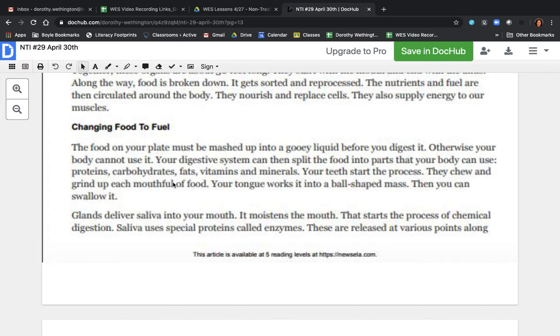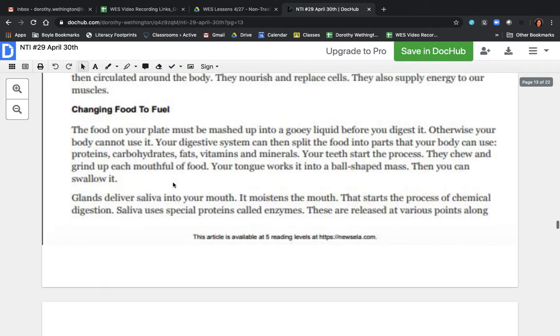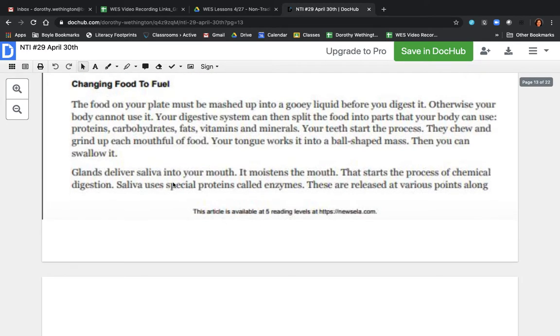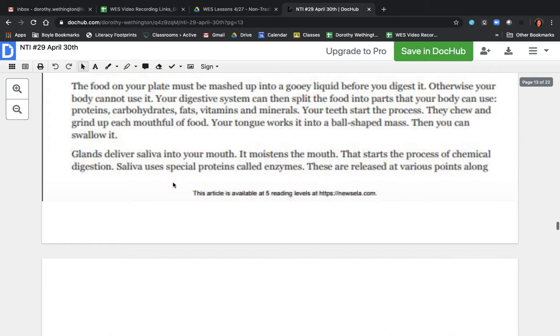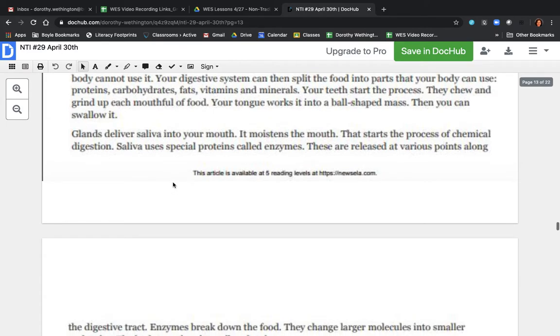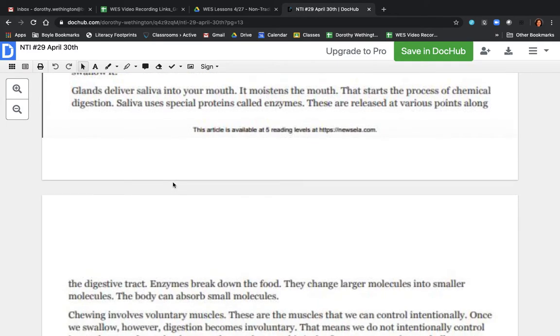Your teeth start the process. They chew and grind up each mouthful of food. Your tongue works it into a ball-shaped mass. Then you can swallow it. Glands deliver saliva into your mouth. It moistens the mouth. That starts the process of chemical digestion. Saliva uses special proteins called enzymes. These are released at various points along the digestive tract.